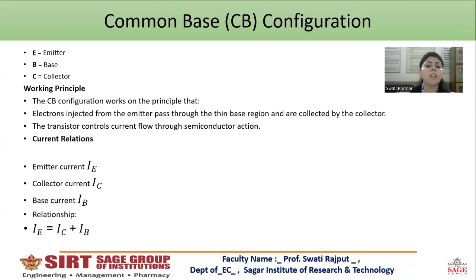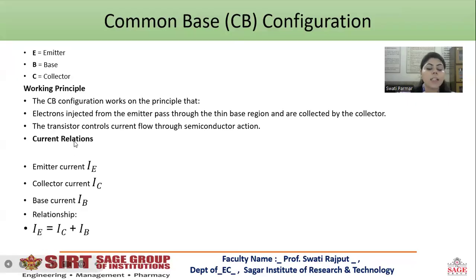The base is very thin. It is not very large. The emitter is highly doped, meaning all the electrons or holes that will be present, it is highly filled with them. And what is the collector? By the name, you understand that it collects. What will it collect? Anything that is emitted by the emitter, either holes or electrons.